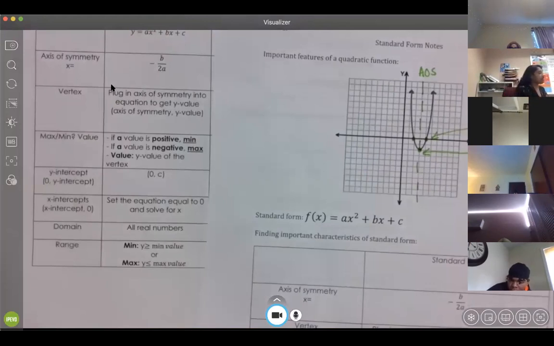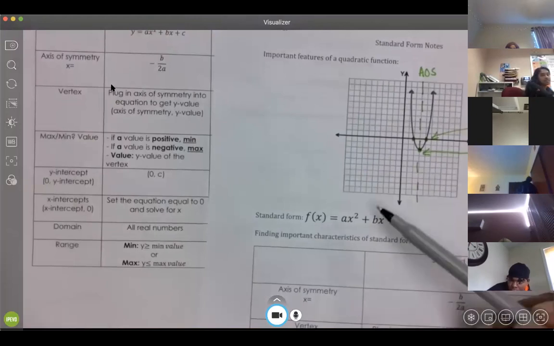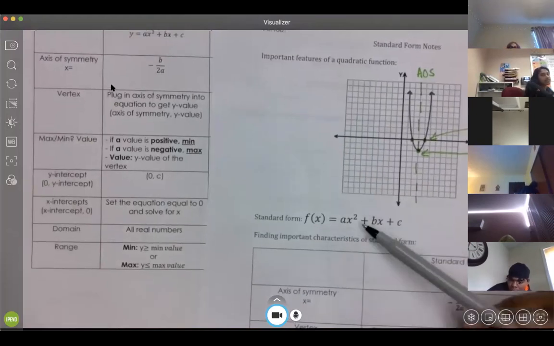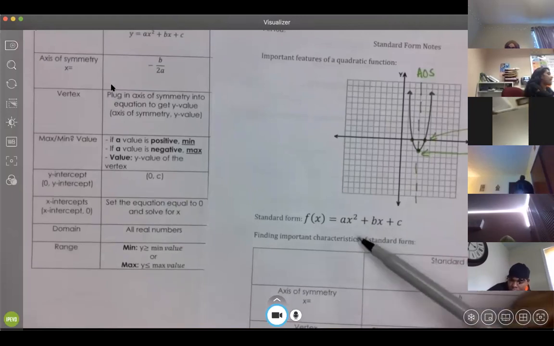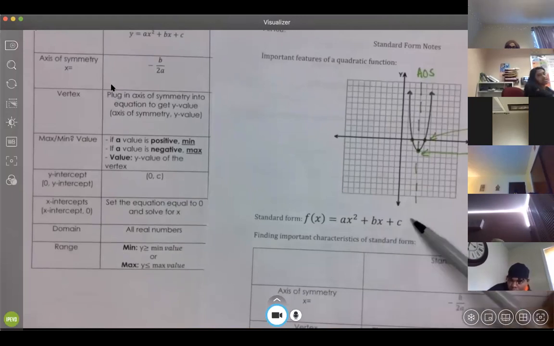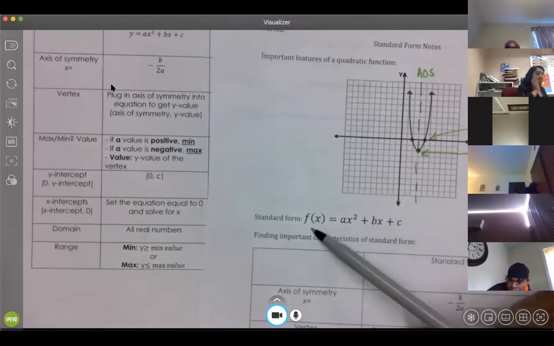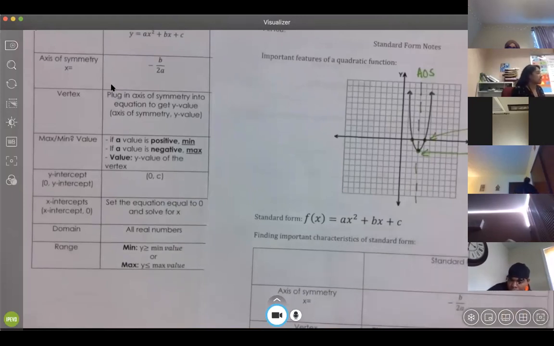We're going to graph equations in standard form. Standard form is f of x equals ax squared plus bx plus c. The a is the number in front of the x squared, the b is the number in front of the x, and the c is the constant. You may have seen this in Algebra 1 when you were talking about factoring or the quadratic equation. It's a little different than the formula we learned yesterday, which was vertex form. This is called standard form.